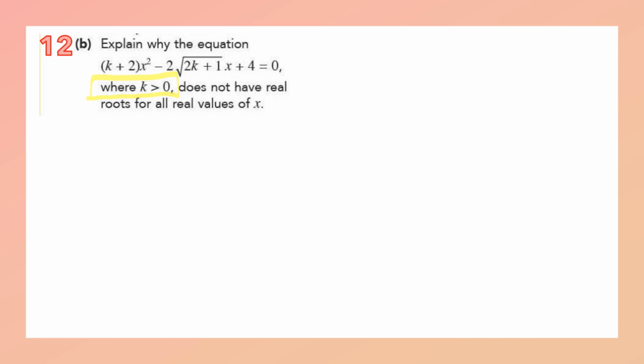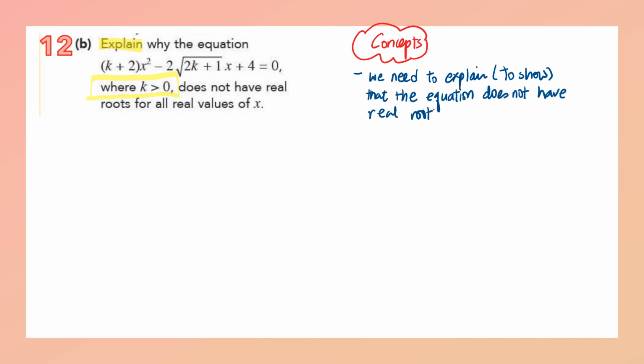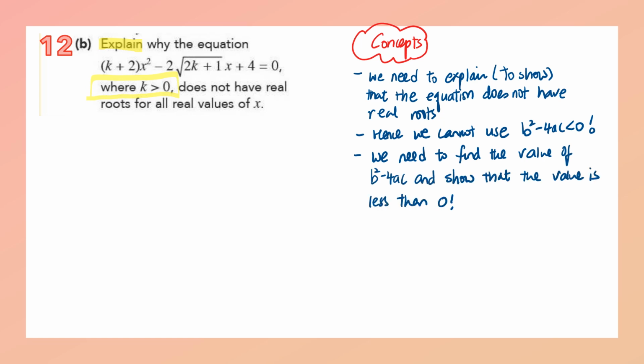Right, so what are the concepts involved here? Like what I've mentioned earlier on, we need to explain or show that the equation does not have real roots. Hence, we should never use b squared minus 4ac less than 0 straight away. So if we don't use that, what should we do? We need to find the value of b squared minus 4ac, do some manipulations, and show that finally this value is less than 0. Then from there, we conclude that it has no real roots. So this is the concept involved here.